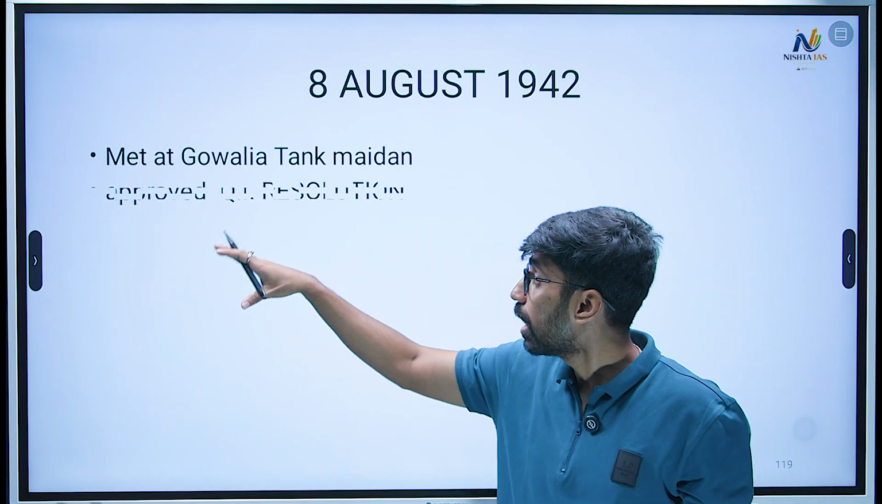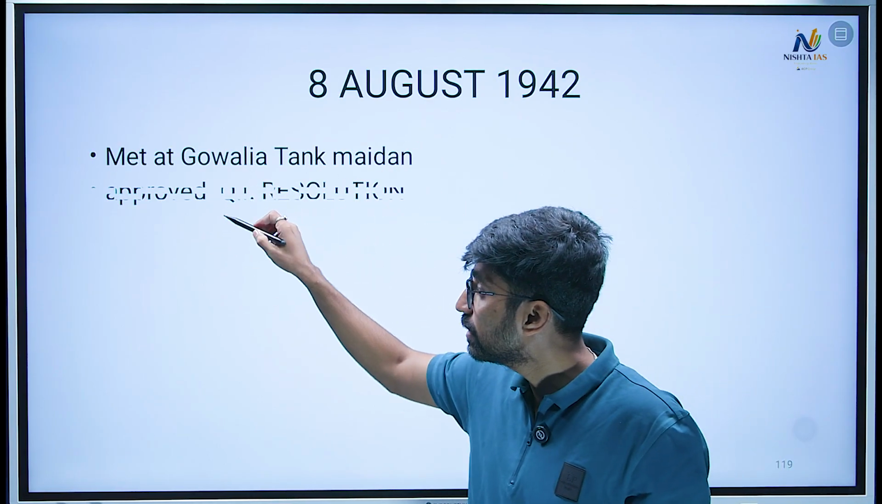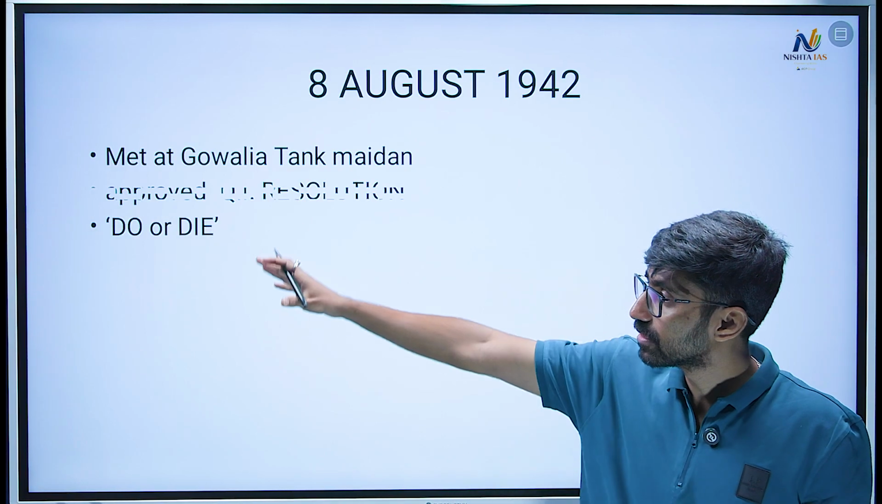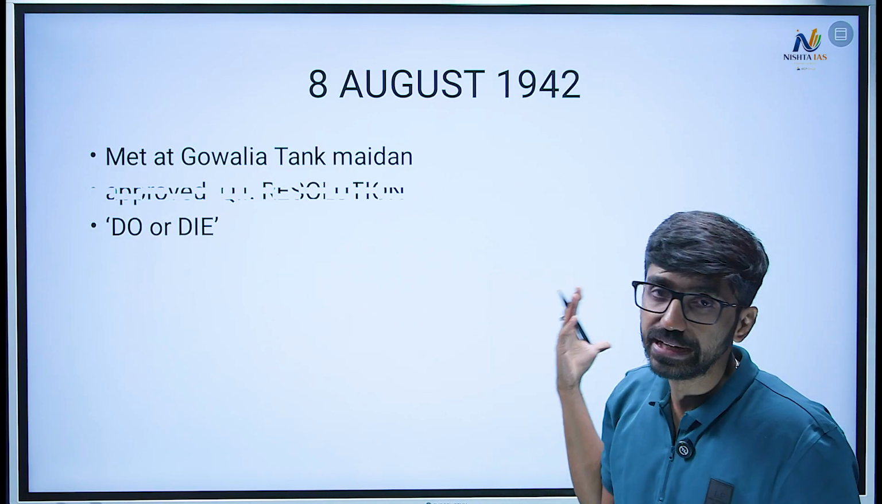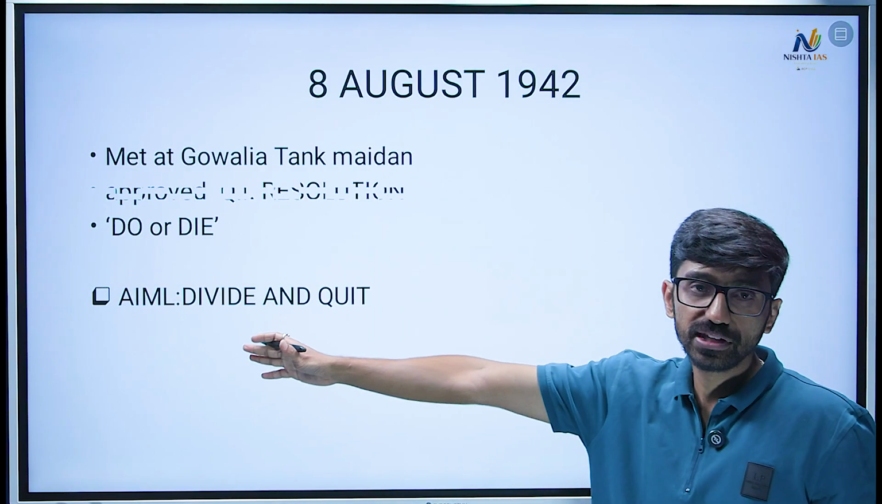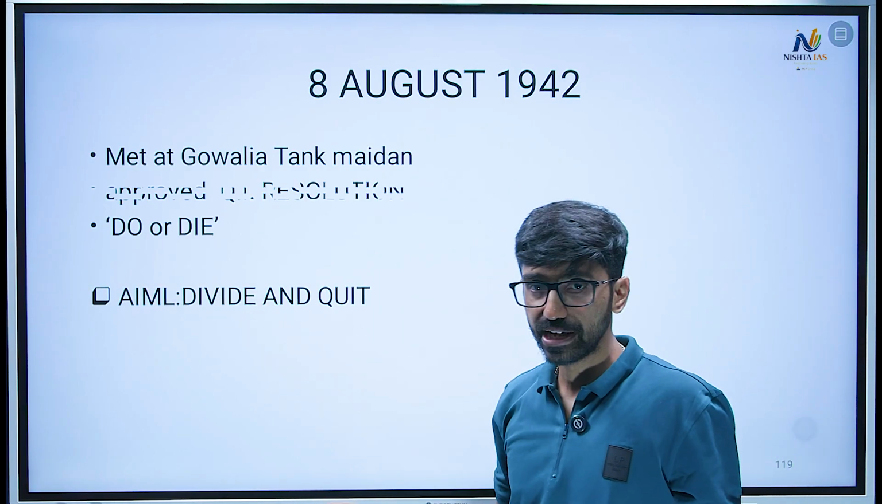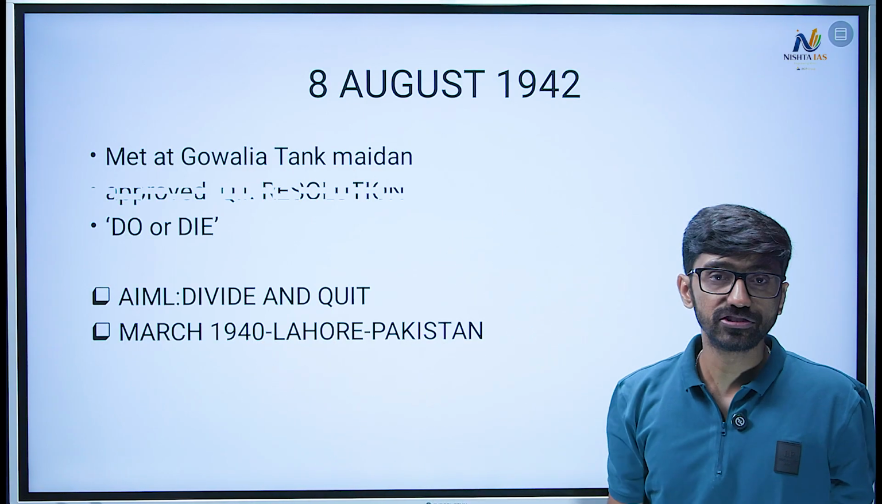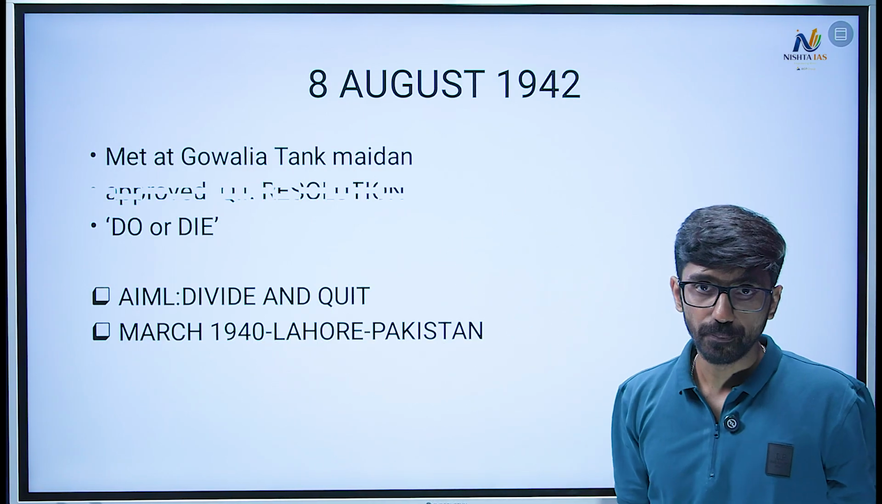Again in Bombay, we can talk about the approved Quit India resolution. And Gandhi gave the mantra, "Do or die". But the All India Muslim League gave the slogan "Divide and quit", because the Pakistan movement had already started from March 1940, the Lahore session of the All India Muslim League, where they were demanding Pakistan.